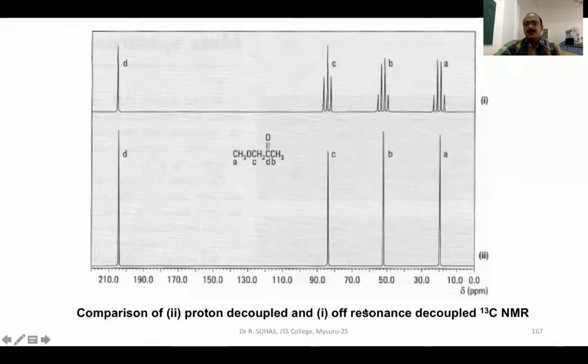So the first one is off resonance, whereas the second one is the proton decoupled spectra. 2, here also 2. This is proton decoupled. We are going to see only singlets.